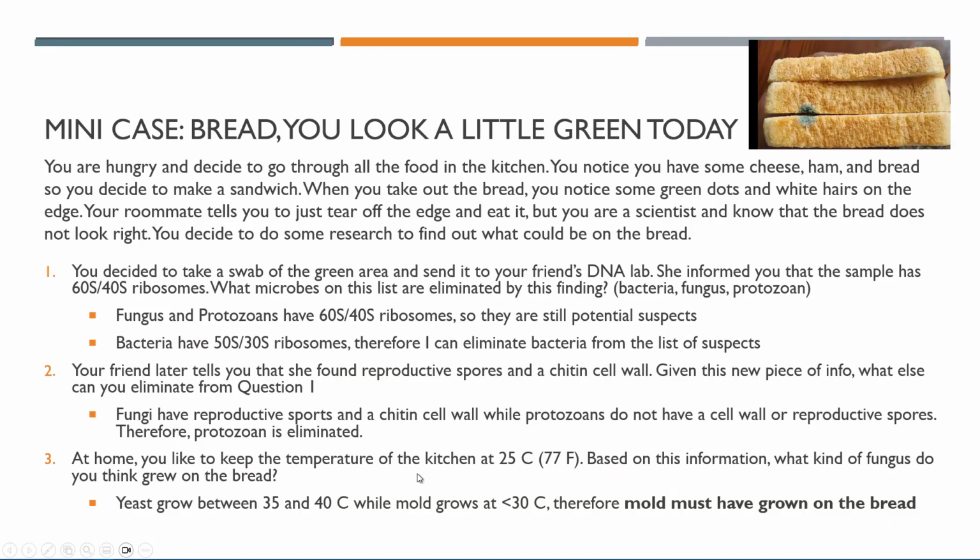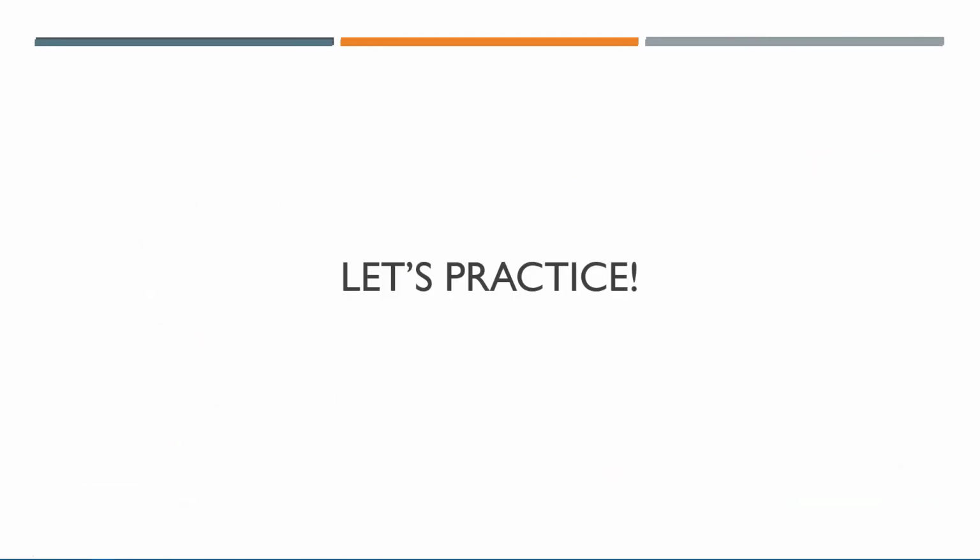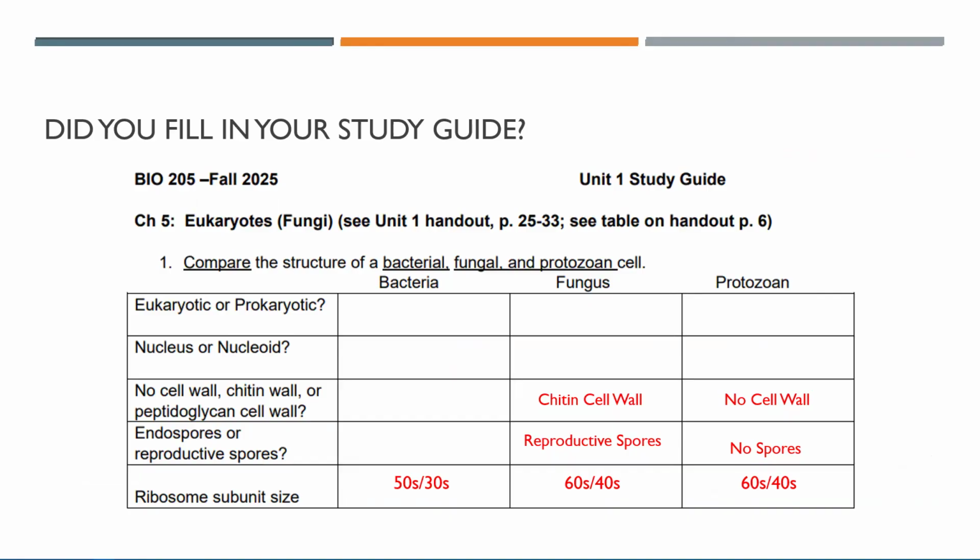You're going to have a question, I believe, about temperature. So just know that yeast grows between 35 and 40 degrees Celsius, while mold grows under 30 degrees Celsius. Like I said, I don't have that in here, but you're smart. I think you can go ahead on page 6 and write those down to get your study guide jump started.